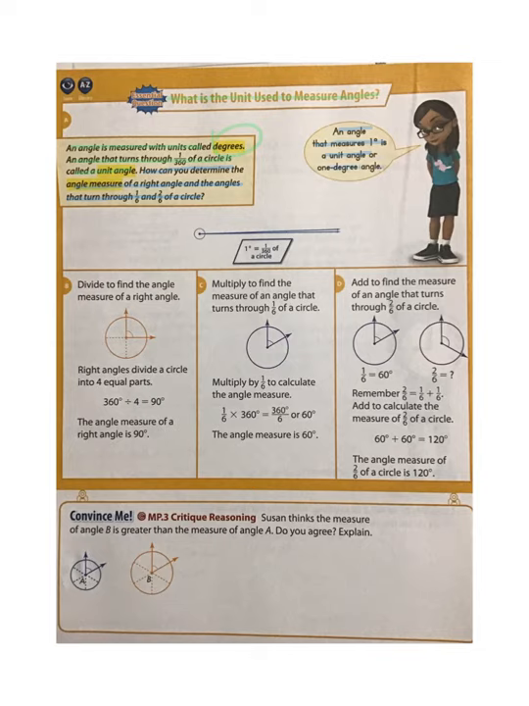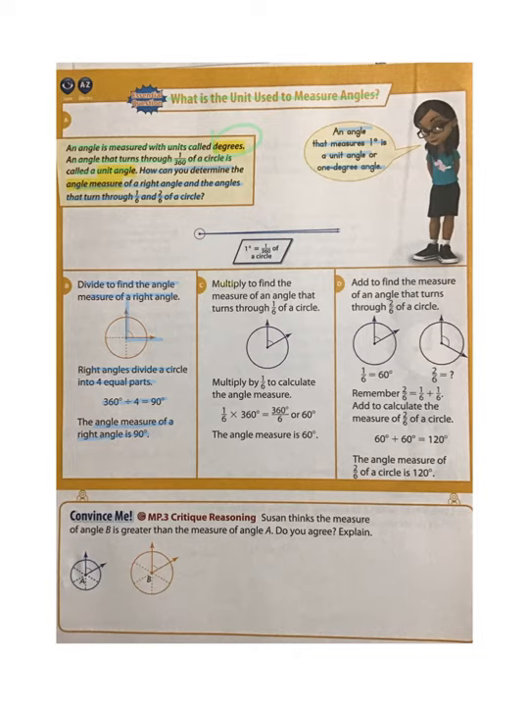In order to find out how many degrees an angle is, we need to divide. So, we're going to divide to find the angle measure of a right angle. So here we have our right angle, as we can see. Right angles divide a circle into 4 equal parts. So therefore, we're going to divide 360 by 4 and get 90 degrees. The measure of a right angle is 90 degrees. And you guys already knew that. Now, let's look at the next part.